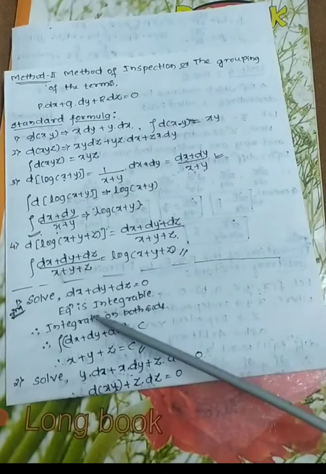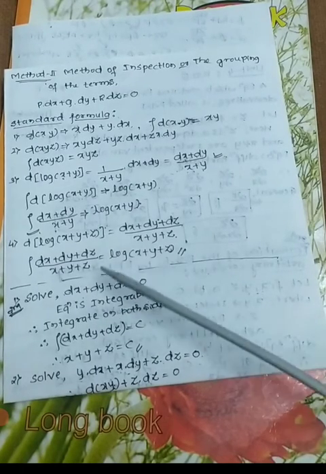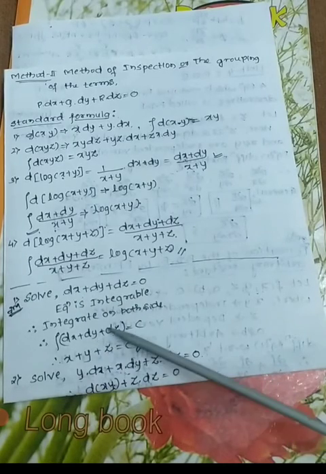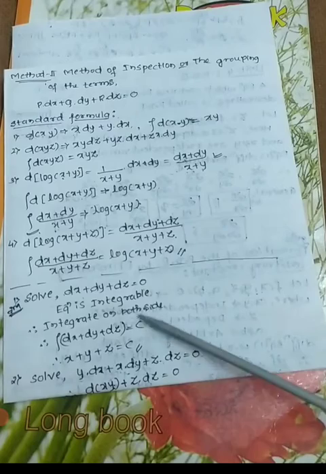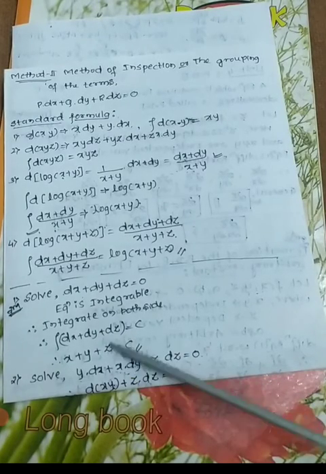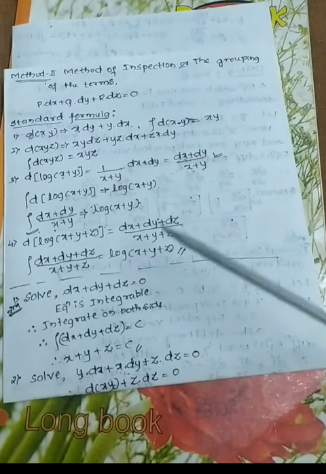Okay, next. Therefore, the equation is integrable. Then we have to directly integrate. That is the solution. Directly integrating, what do we get? The integral of dx, dy, dz, with some constant of integration. Then dx gives x, dy gives y, dz gives z. Therefore, the solution is x plus y plus z equals c. Okay.